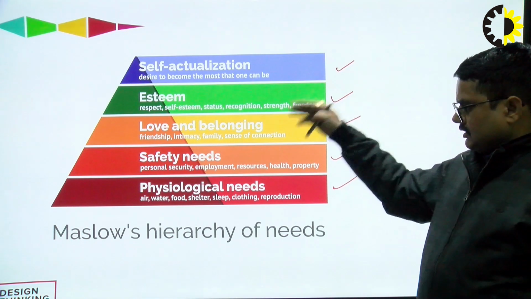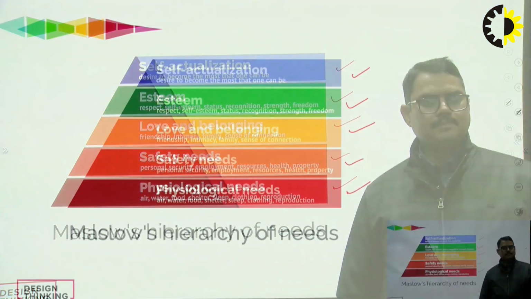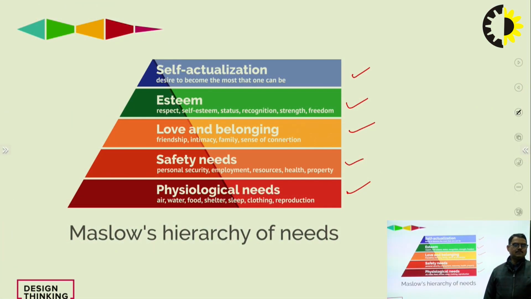That is the conclusion that Maslow has drawn in his theory. This theory is very popularly known as Maslow's hierarchy of needs, or Maslow's pyramid of need. Let's dive deep, one by one, into these 5 aspects of needs.